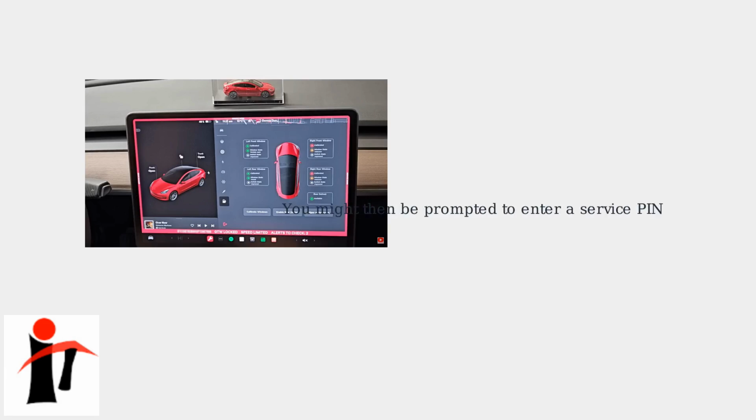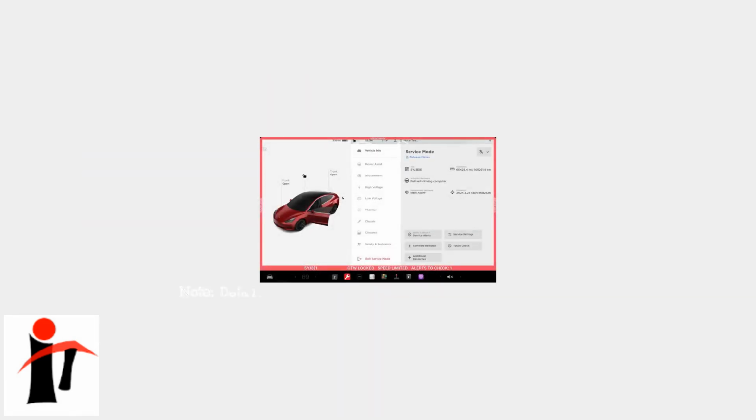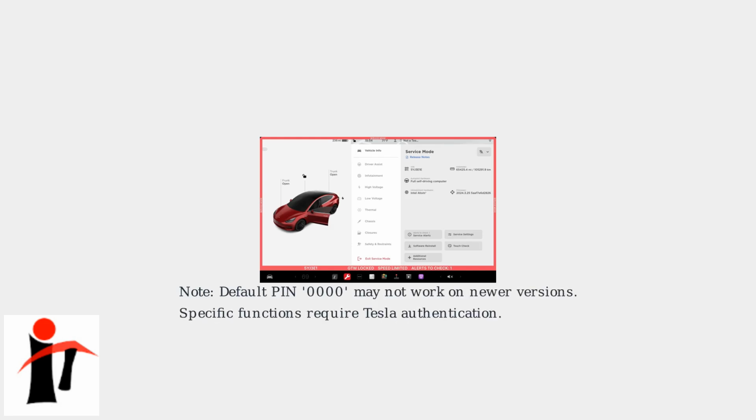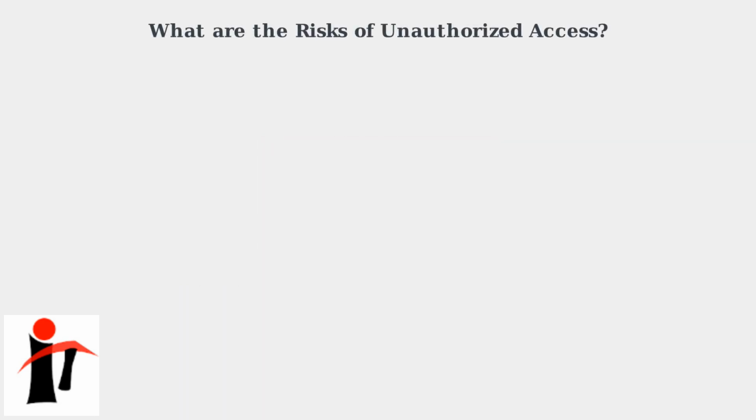To access the basic service mode, rapidly tap the Tesla T logo at the top center of the touchscreen 4 times. You might then be prompted to enter a service PIN. Note that the default PIN 00000 in older models may not work on newer software versions, and specific functions may require authentication with Tesla. Entering Tesla's service mode without proper authorization carries significant risks.